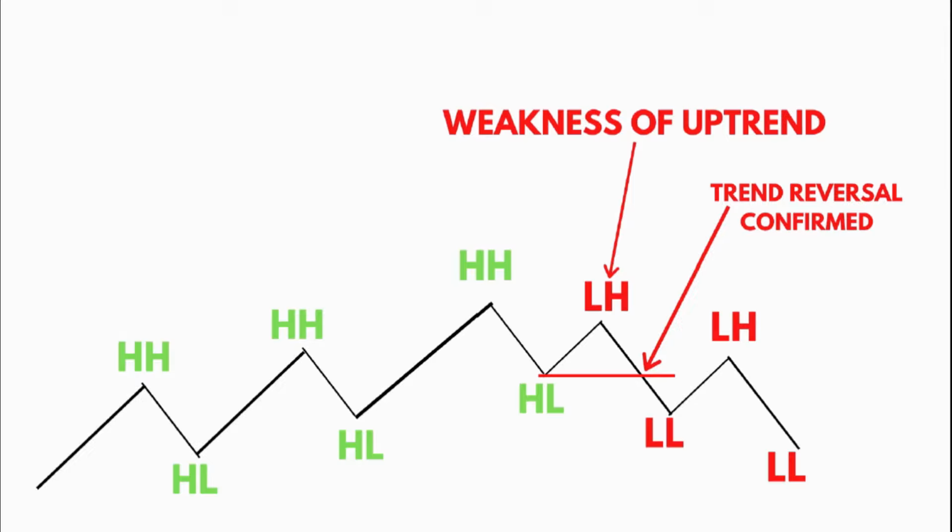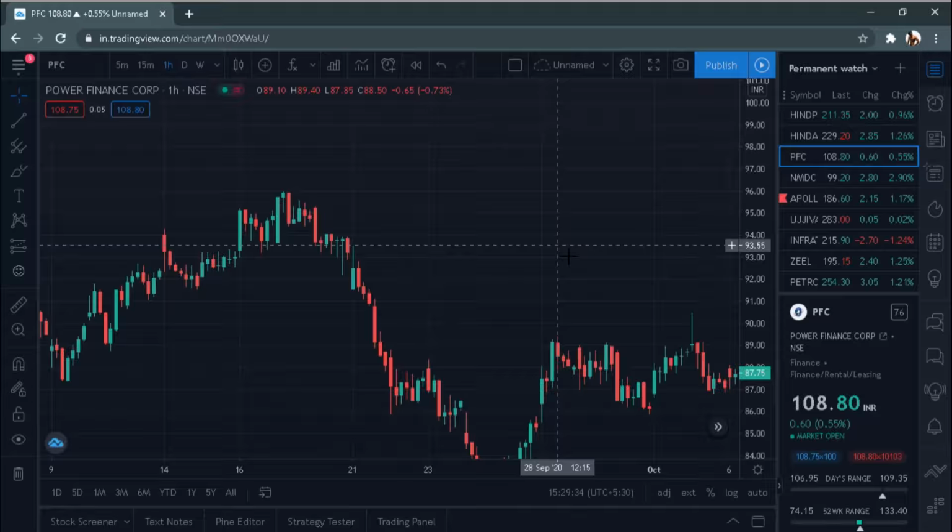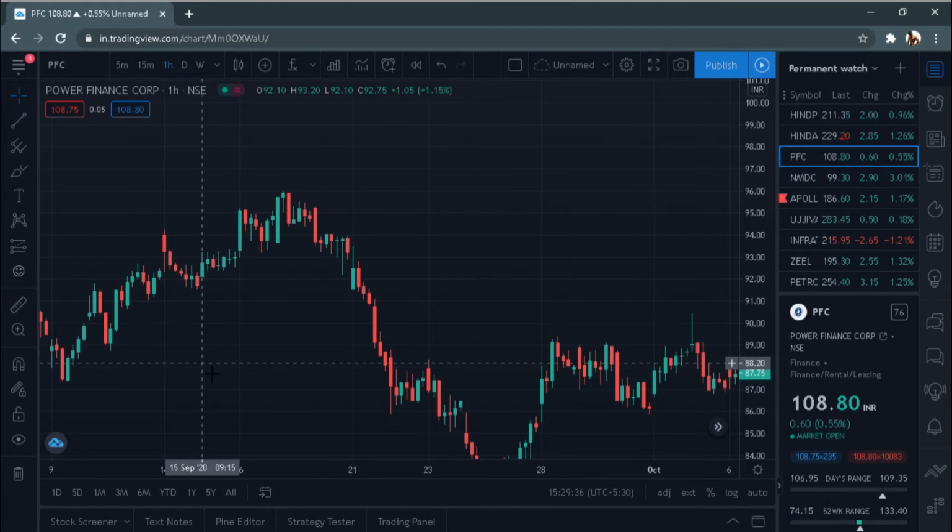So if you understand one concept, that is if you understand the uptrend concept, the downtrend becomes easier, and if you understand the downtrend, the uptrend becomes easier. So it might look very technical as of now, but as you start doing it on the chart, start doing it more often, it becomes very easy to spot. So now coming to another example of the trend reversal.